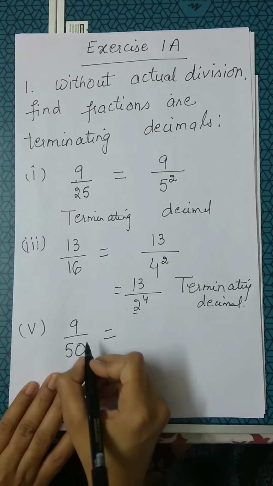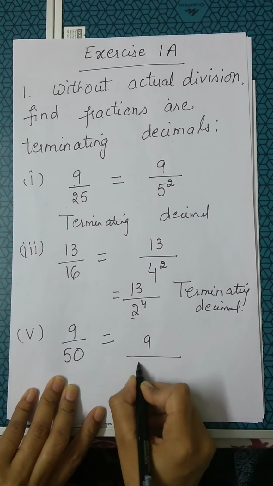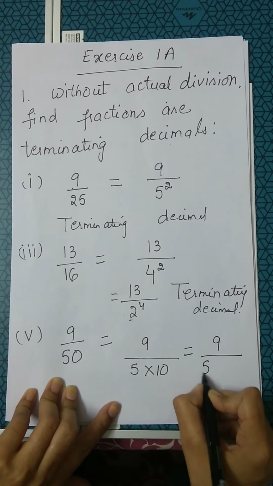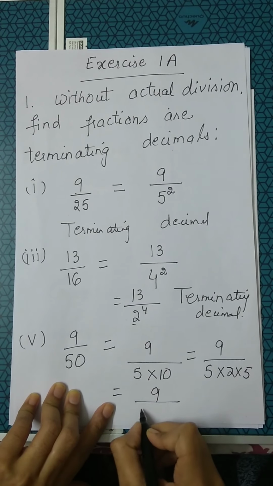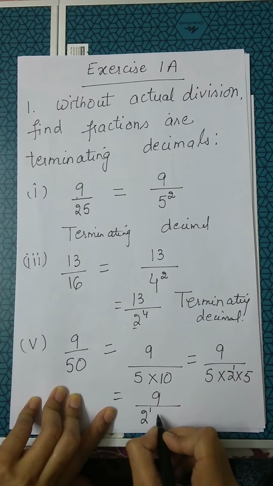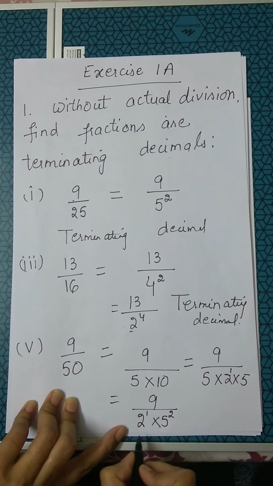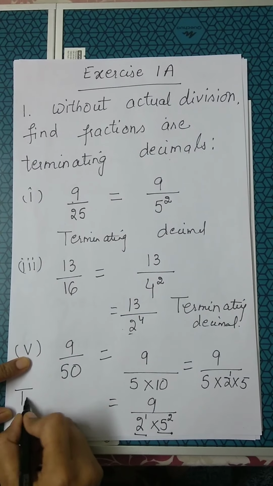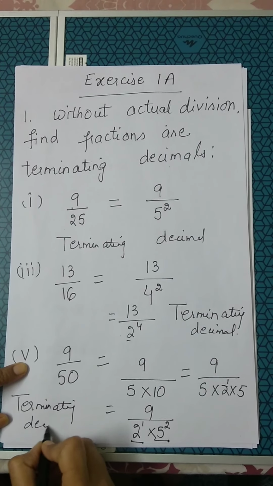Next one, 9 upon 50. 50 is 5 into 10, or I can say this can be written as 5 into 2 into 5. Or in the exponential form, the power of 2 is 1 here, and for 5 it is 2. Now the denominator is written in the exponential powers of 2 and 5. Again, this number will be a terminating decimal.